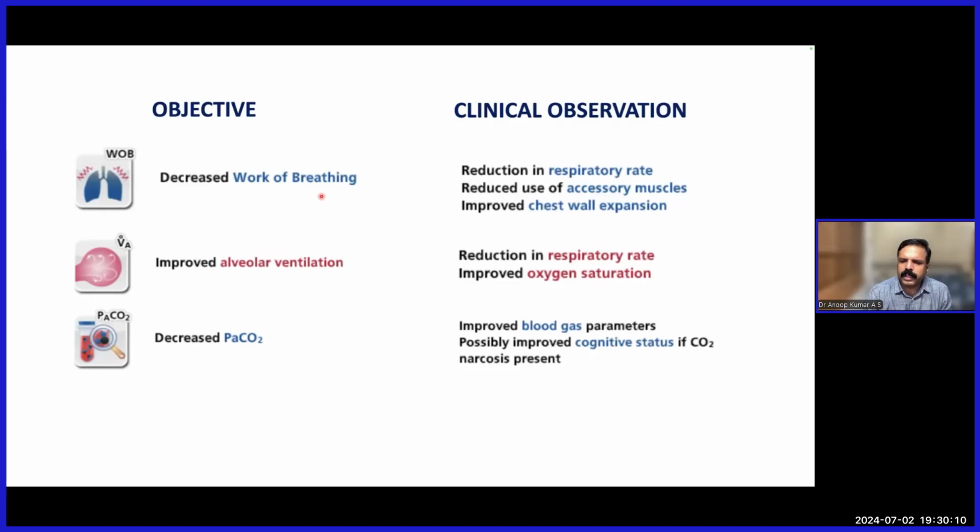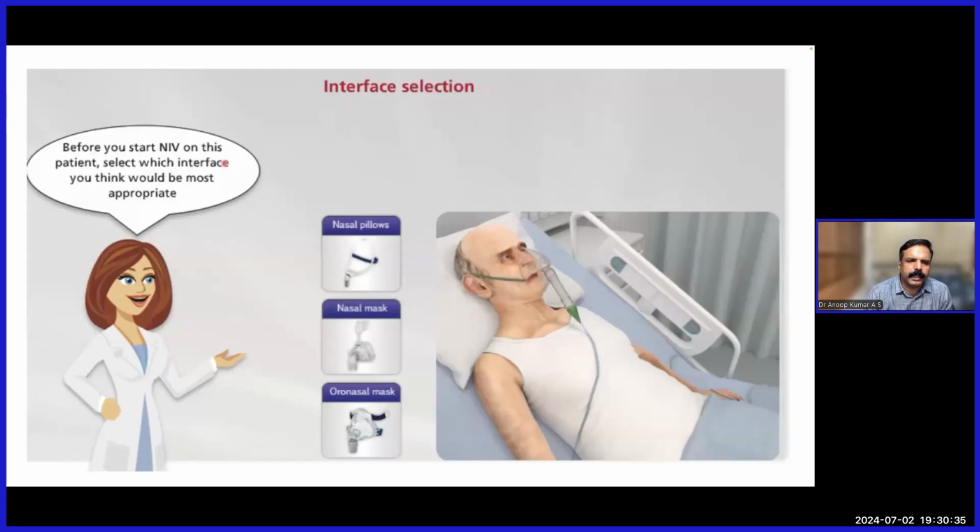So it will improve the blood gas parameters and possibly the cognitive status will improve, and ABG-wise you will be able to monitor that. It will correct the pH, so it will improve the gas parameters in ABG. So your objectives are reducing the work of breathing, improving the alveolar ventilation, decreasing the CO2, and correcting the pH. So these are the objectives when we are using an NIV in COPD patients.